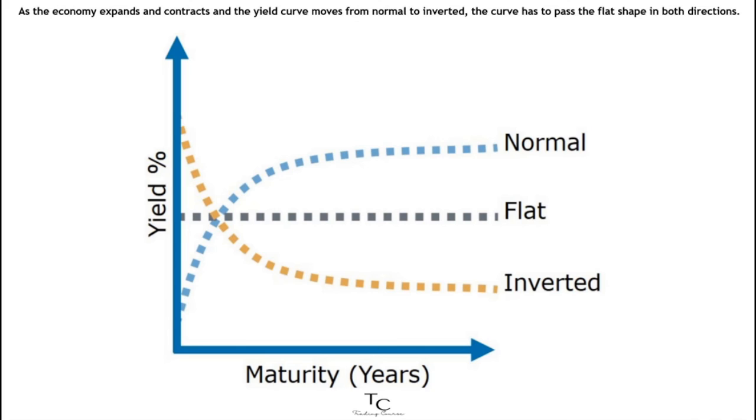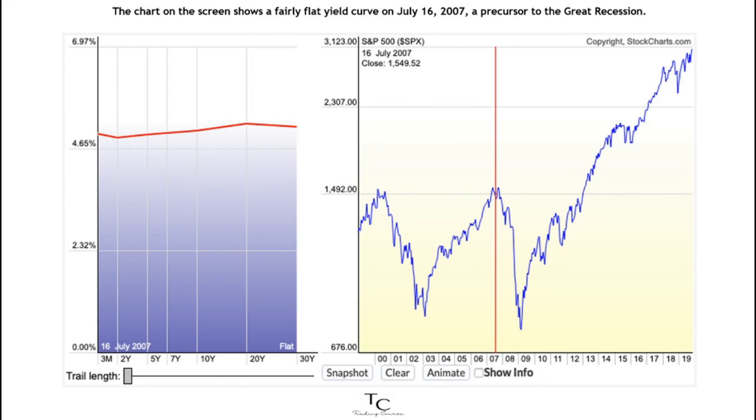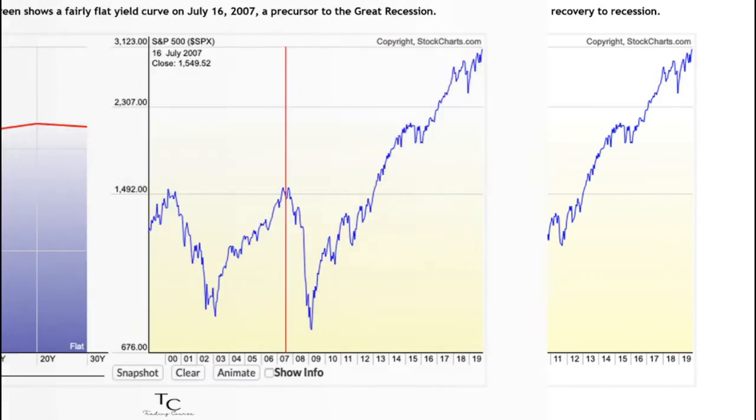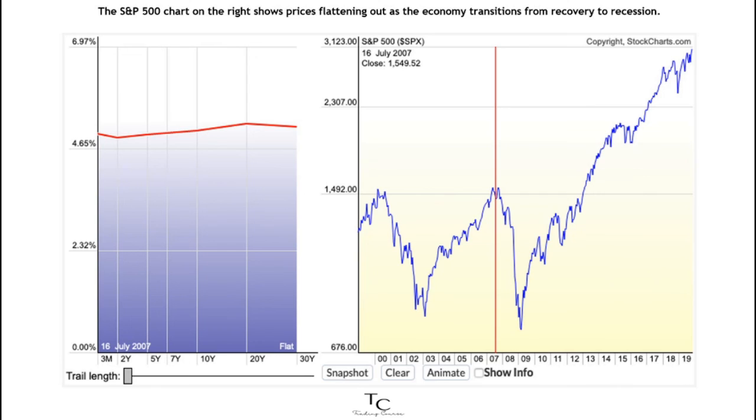As the economy expands and contracts and the yield curve moves from normal to inverted, the curve has to pass the flat shape in both directions. A flat curve can therefore be seen as a transition period in the economy from one phase to another. The chart on the screen shows a fairly flat yield curve on July 16, 2007, a precursor to the Great Recession. The S&P 500 chart on the right shows prices flattening out as the economy transitions from recovery to recession.